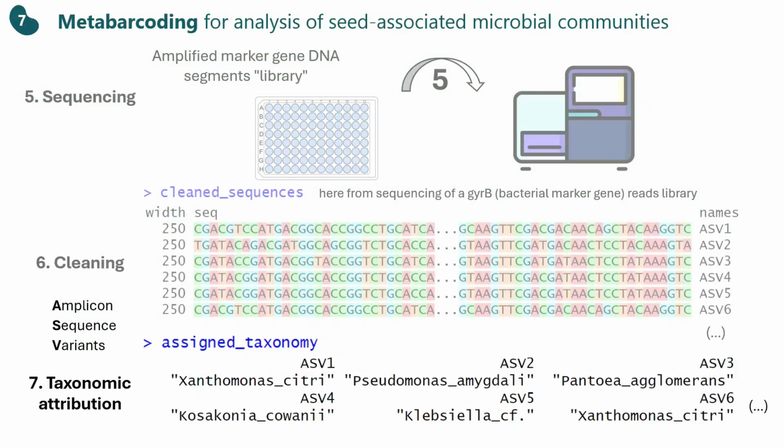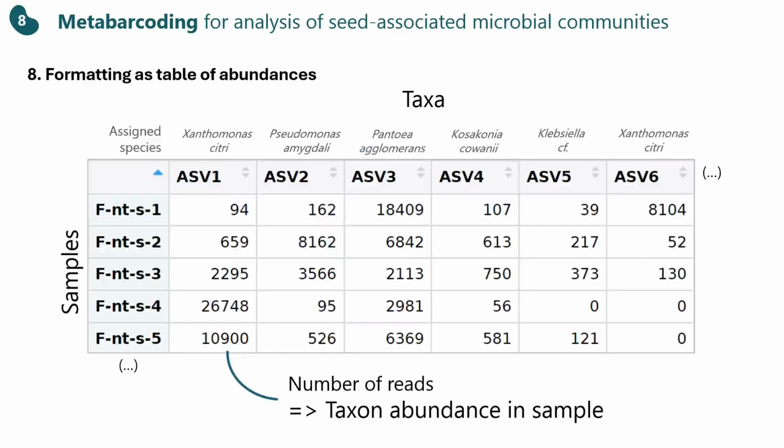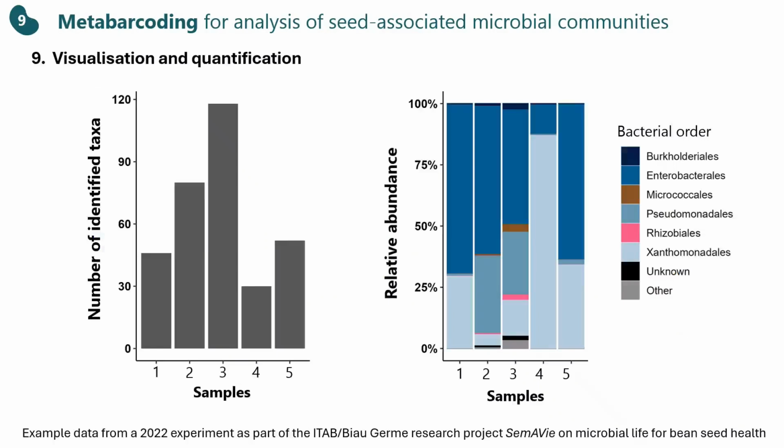A taxon can be as precise as a specific strain of a bacterial or fungal species, but it is sometimes limited to a wider taxonomic level, such as the genus or family. We are thus left with what's known as a table of abundances. It evaluates the abundance of specific taxa in each analyzed sample. From this table of abundances and the assigned taxonomy, we can compare the structure of the microbial communities of multiple seed samples depending on whichever condition we deem interesting.